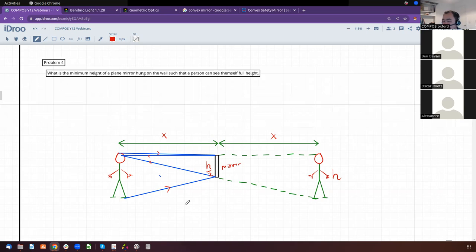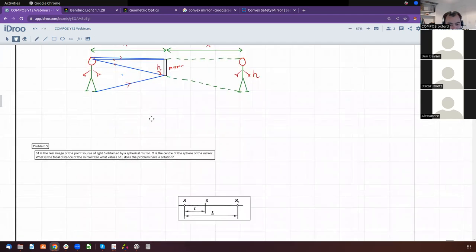Do you understand? Whenever you see yourself in a mirror, it's the same as if there was another exact copy of you standing behind the mirror. And in order to see them, you would need a mirror half the size of you.